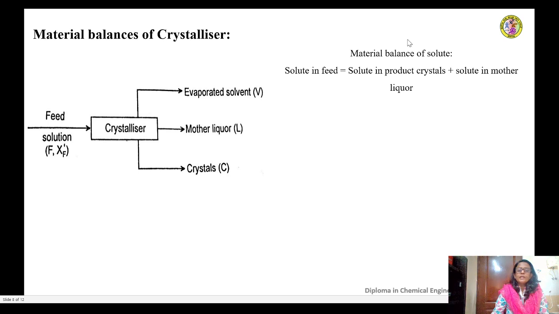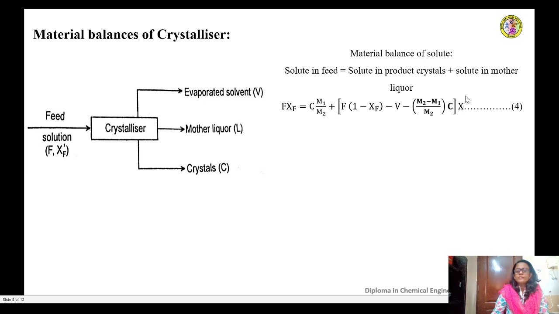Let us now write down the material balance for solute. You know that solute is present in feed initially, and some of this solute goes out in the mother liquor, which is not crystallized during the operation, and most of the solute that is entering with the feed goes out in the form of crystals. So the solute in feed will be equal to solute in crystals plus solute in mother liquor. Solute in feed is obtained by multiplying F and XF. Then solute in product crystals is obtained by M1 by M2 into C, plus this whole thing into X.